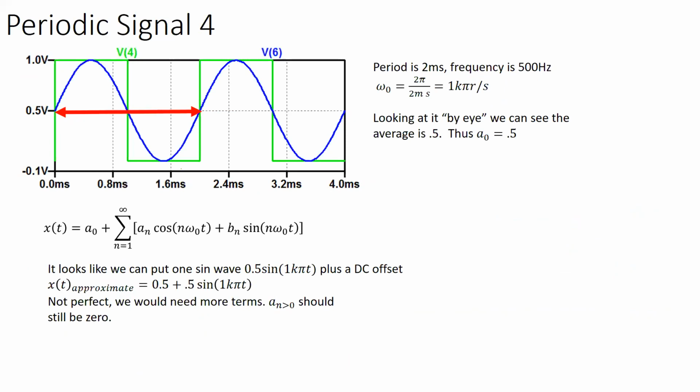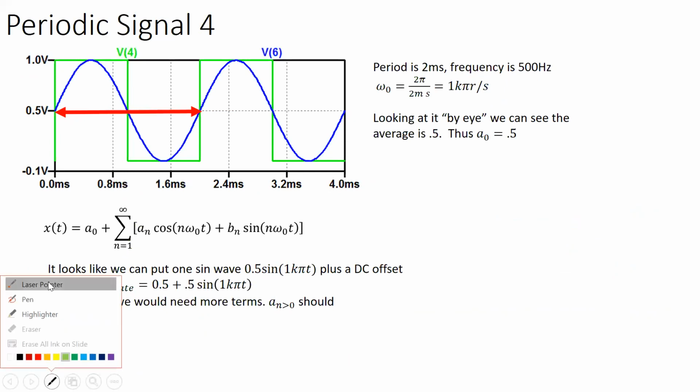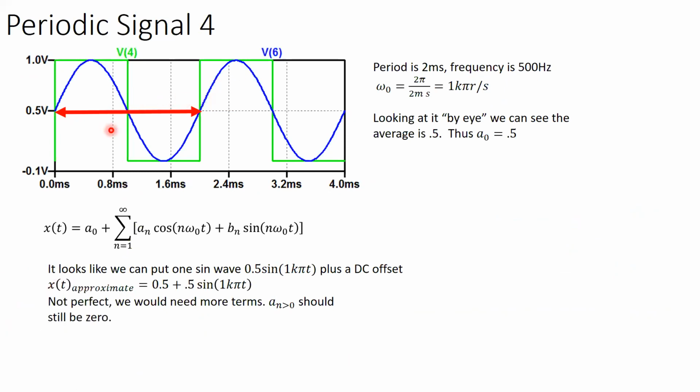Periodic signal 4. It's a square wave with a 50% duty cycle. The period is 2 milliseconds, but it goes from 0 to 1. So in fact, there is a DC average. What's the area of this averaged with the area of this? The area comes out to be a half when you take into account the period. So A naught is just a half.